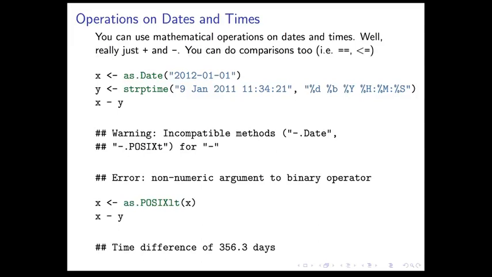One thing that you need to be careful about is that you can't always mix different classes. So here I have x, which is a date object, and then y, which is a POSIXlt object. If I try to subtract the two, you'll get an error because they're not the same type of object. But if I convert the date to a POSIXlt object, so I can do as.POSIXlt on it, then if I take the difference, it'll say that there's a difference of 356.3 days between the two.